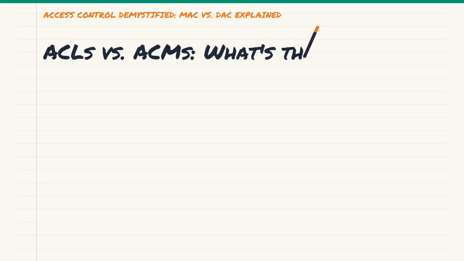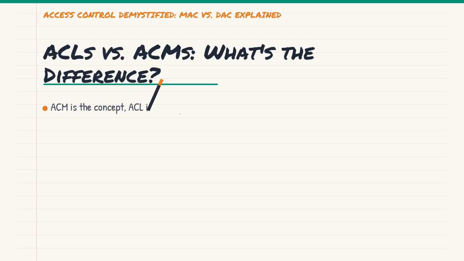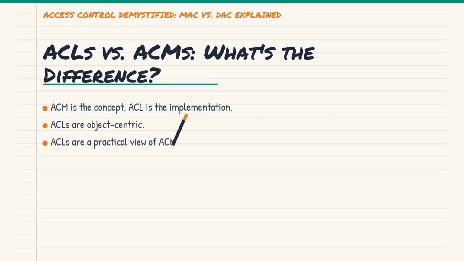It's easy to confuse ACMs and ACLs. The ACM is the conceptual model, the entire grid showing all possible interactions. An ACL is a practical implementation, often associated with an object, listing the subjects and their rights for that object. So, an ACL is like a column from the ACM, but focused on a specific resource.